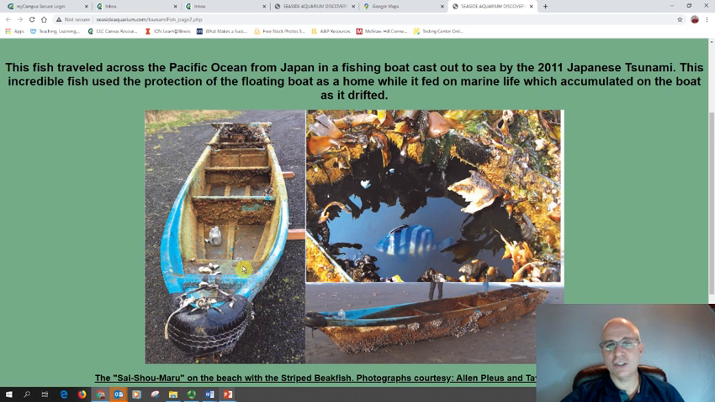It had some flotation in it so it wouldn't sink. But it was down almost to sea level, and here you can see one of the striped beakfish, and then there were some other species that were in there too. And it kept these fish alive in the boat as it made its way across the Pacific Ocean. So kind of cool stuff going on there.